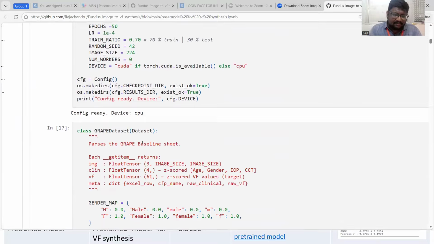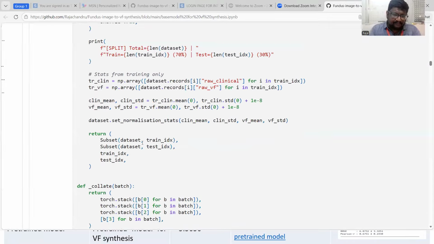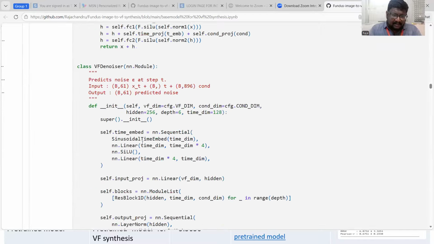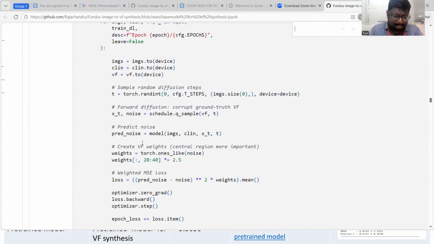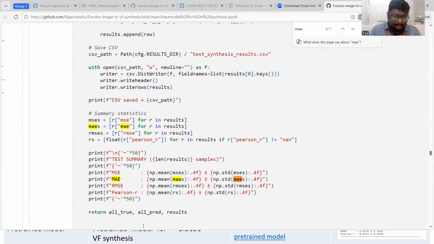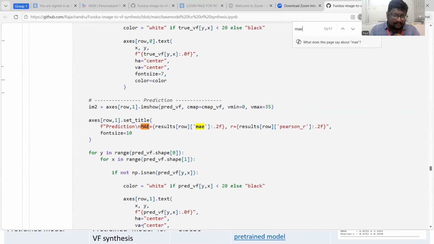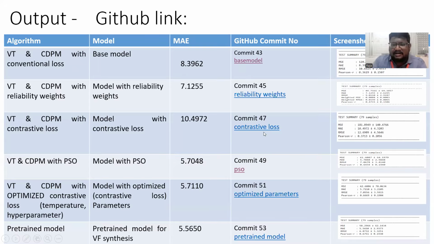Here we are calling the vision transformer model. And here the mean absolute error will be given. Mean absolute error of 8 point is given. So likewise, we have taken different architectures for training with contrastive loss, and the contrastive loss parameters we have optimized with PSO, with which we further reduced the mean absolute error.